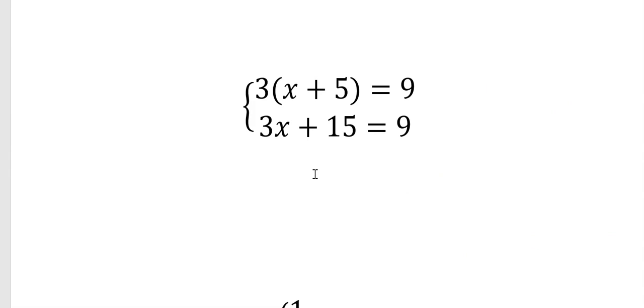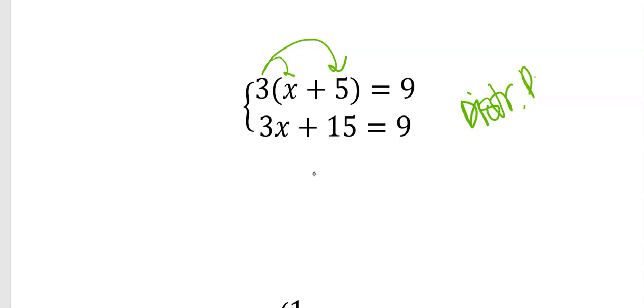What did they do on this one? 3 parentheses x plus 5 equals 9, and they went to 3x plus 15 equals 9. What property is that? When they take the 3 and they multiply it through, what's that called? Nope. Distributive property, yep. And it does have an equals in there.